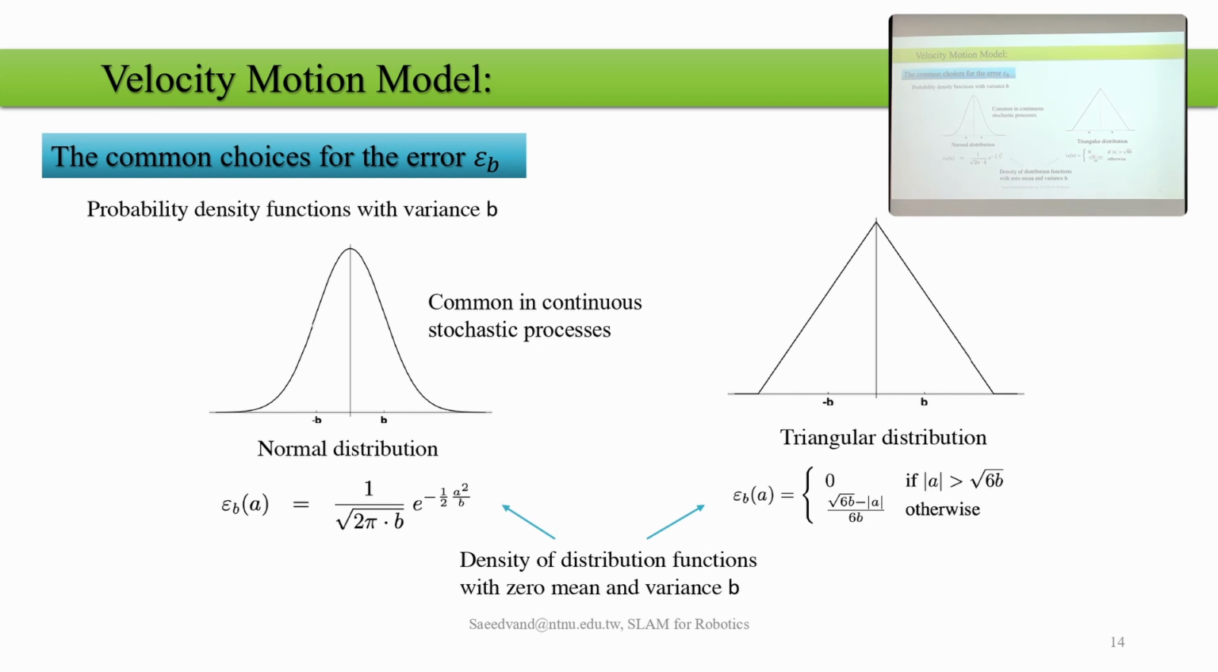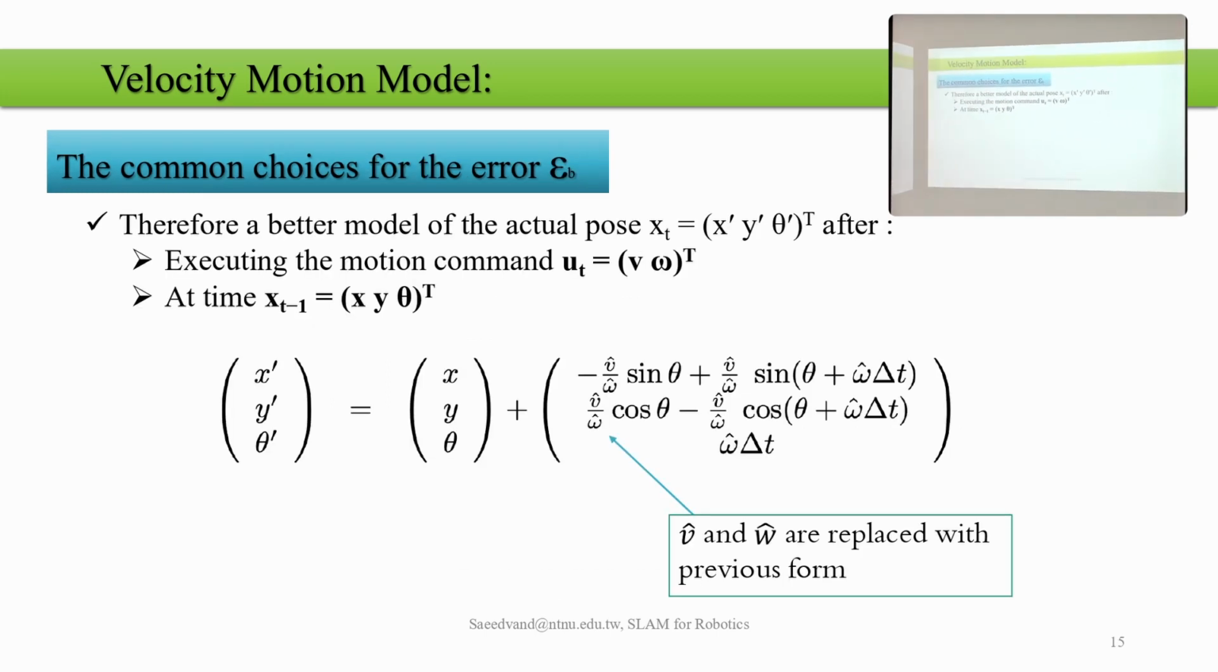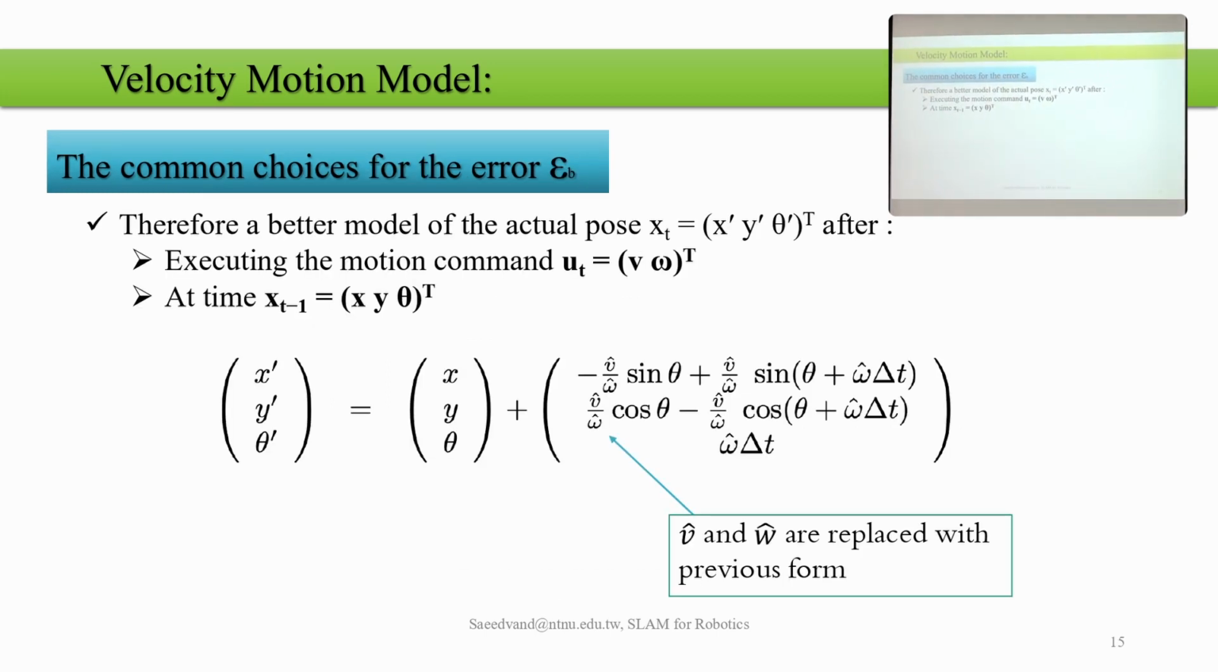Another way is the triangular distribution, where you can see both equations, how we can calculate this term over here and this term over there, and the density of the distribution function is shown by zero mean and variance b. Okay, later I have some implementation examples that I will show you soon, because some of you have some small problems over here.